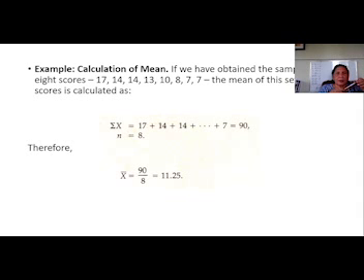Well, you know how to calculate the mean. For the example given there, 17 plus 14 plus 14 plus 13 plus 10 plus 8 plus 7, etc. Kunwari, we get a total of 90 and our n is equal to 8. Therefore, we divide 90 by 8 and we get 11.25, which is the mean. Simple as that. We use the mean for getting our average or general average. You have done that since you're elementary.